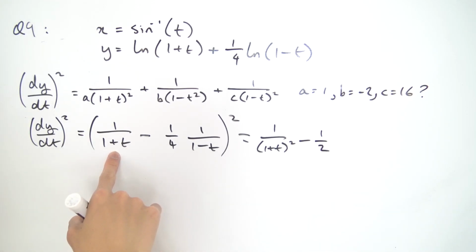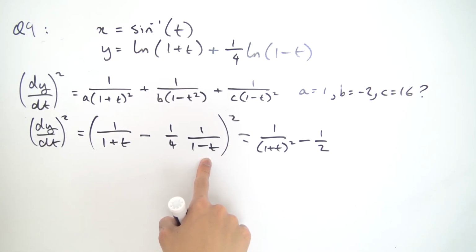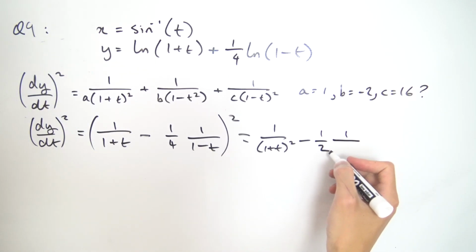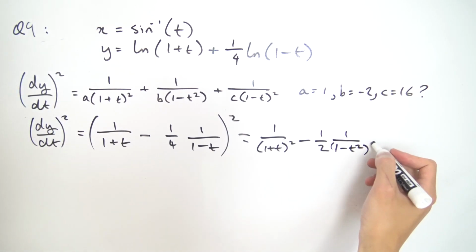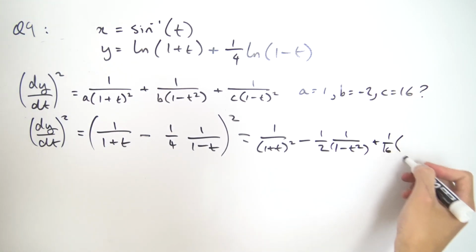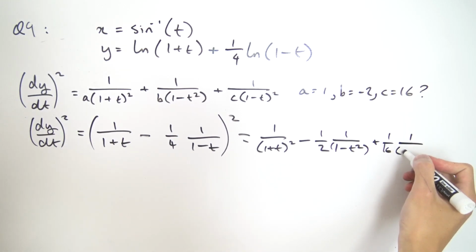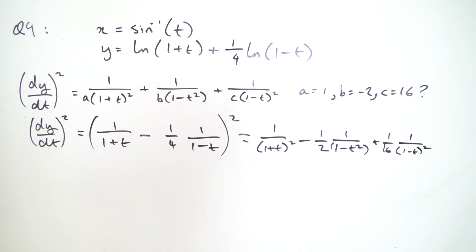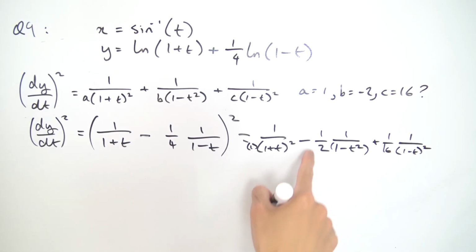Then 1 over 1 plus t times 1 over 1 minus t. Notice we have some difference of two squares action going on, so this is equal to 1 over 1 minus t squared. And then plus the second term, but the whole thing squared. So minus a quarter squared is 1/16, and then this should be 1 over 1 minus t, but the whole thing squared. And you can clearly see that a must be 1. If you turn this negative into a plus and put it down here, then b is minus 2, and c is 16.